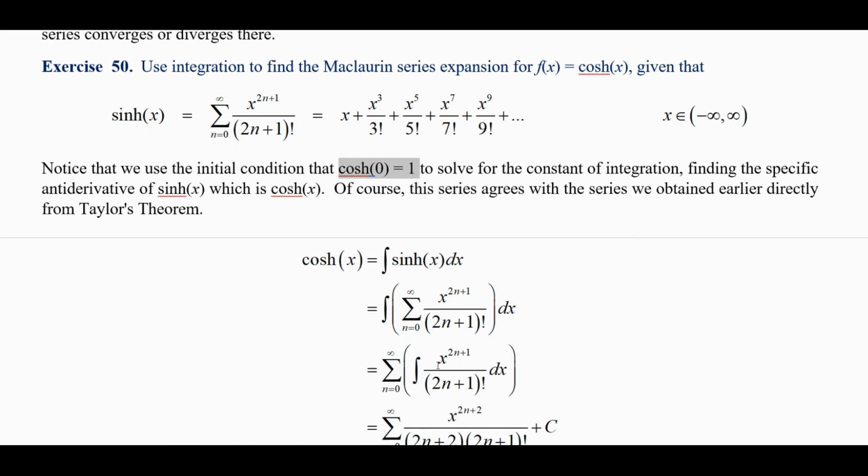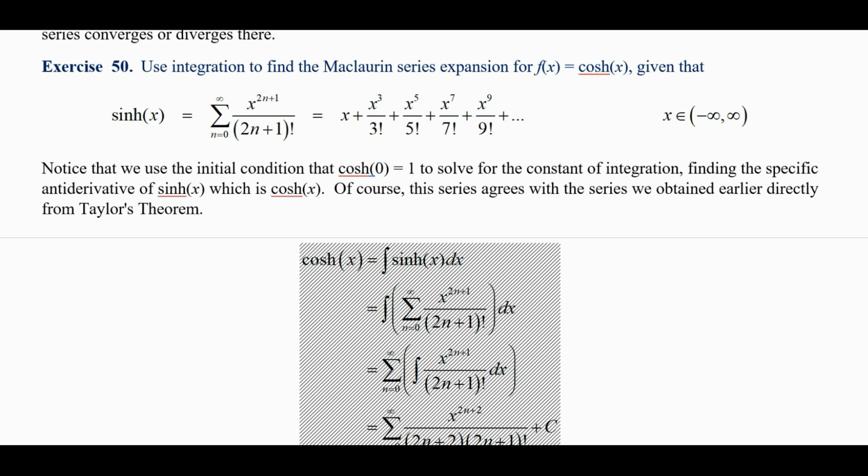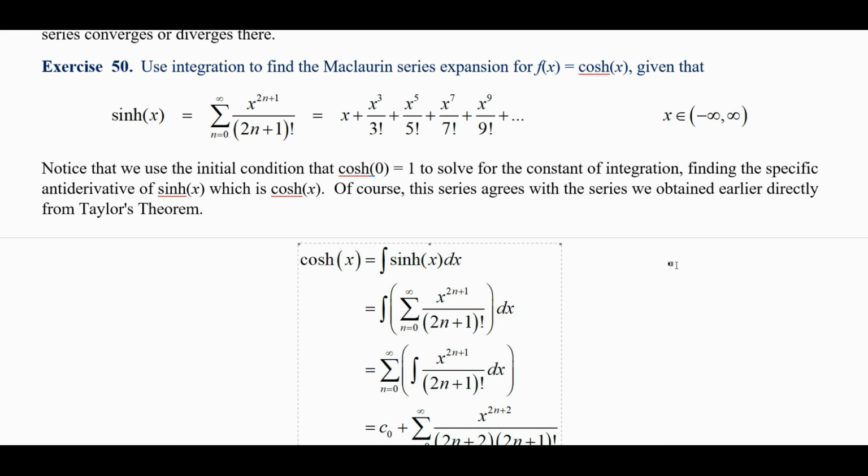Okay, and I actually should put in the c sub 0 here. Let me get this fixed for you real fast. Okay, so here I've got it fixed up, I think.